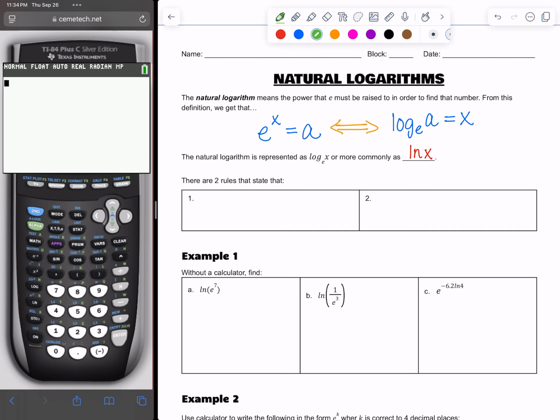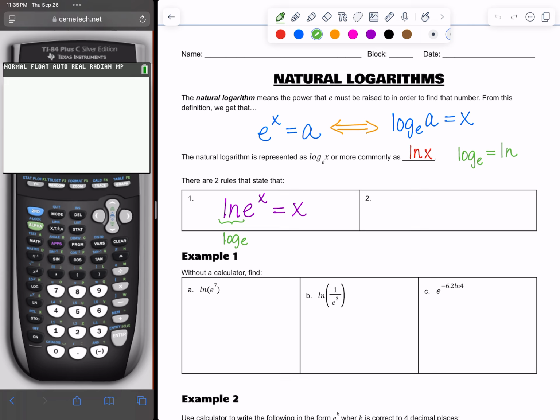So from this, we can understand that whenever we say log base e, that is the same thing as saying the natural log. They are equivalent. So there are two rules. The two rules state that number one, the natural log of e to the power of x is going to be equal to x. And that is because, remember, the natural log is the same thing as log base e. And when the base of your log and the base of your power are the same, they cancel out.